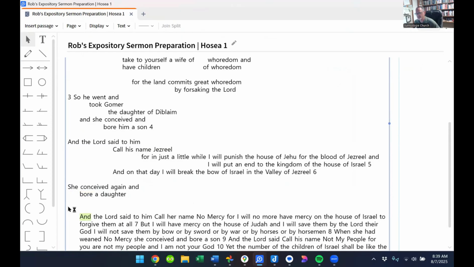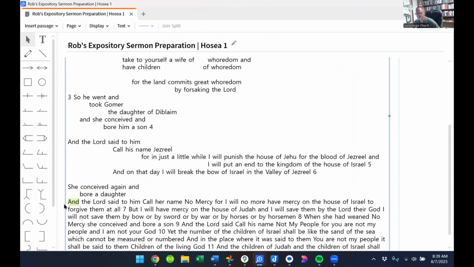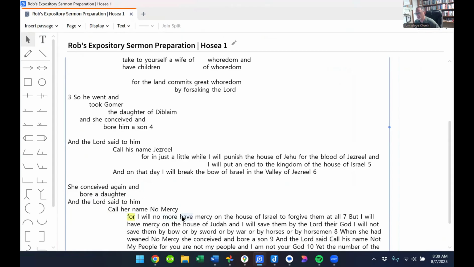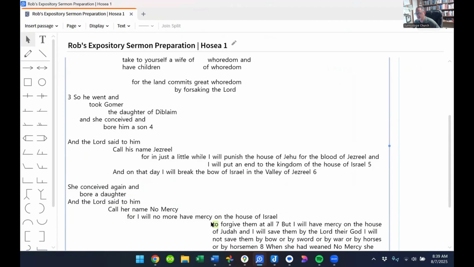And now again, and the Lord said to him, call her name No Mercy, and then again another purpose, for I will no more have mercy on the house of Israel, and the mercy then to forgive. That's an infinitive. The word to in front of a verb is always an infinitive, and that always has to then go with another verb, to forgive them at all.